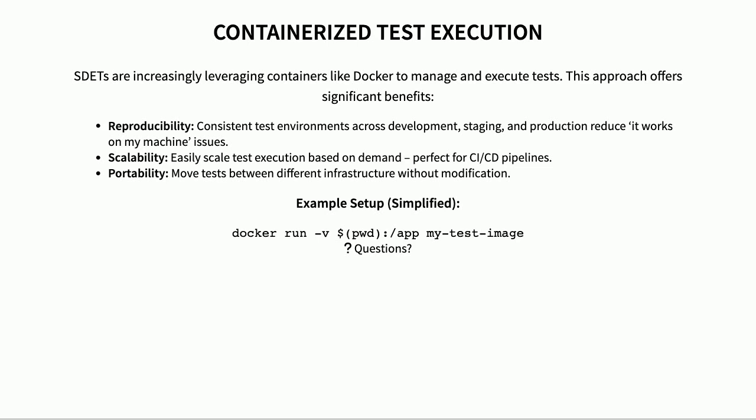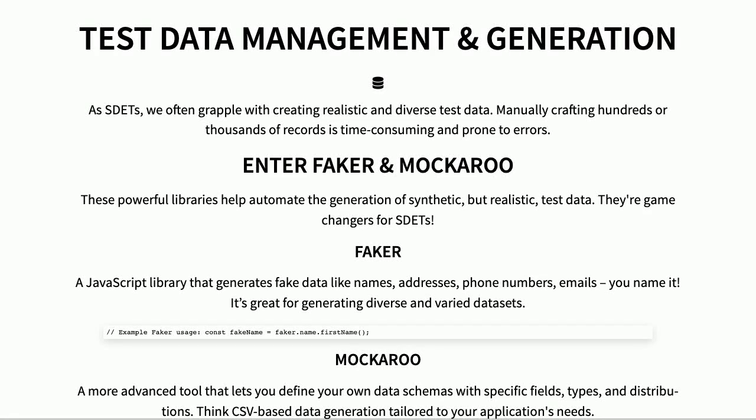Moving a test between different servers is much easier than trying to replicate the environment manually. Okay, let's talk about managing our test data effectively. Sometimes creating enough realistic and diverse test cases can feel like a huge undertaking. That's where Faker and Mockaroo come in. Faker is a JavaScript library that generates all sorts of fake data: names, addresses, even phone numbers. It's super easy to use for getting started with basic synthetic datasets.